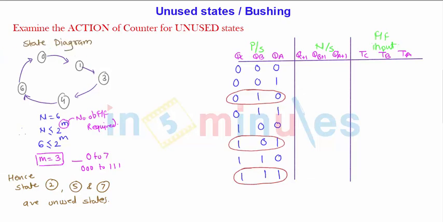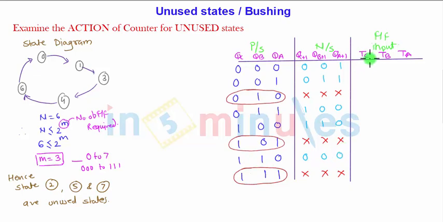Following through the state diagram, for 0 the next state is 1, so I'll get here 001. For 1 it is 3, same way. For 2 it is an unused state, so I'll put a don't care mark here. For 5 also I will put a don't care, and 7 is also don't care. For 3 the next state is 4, for 4 it is 6, and for 6 it returns to the 0th state and the cycle is complete.